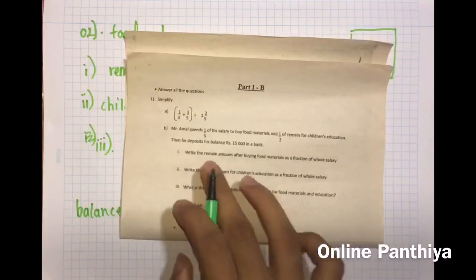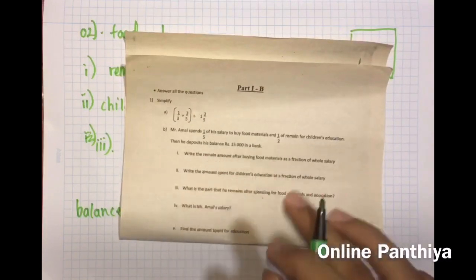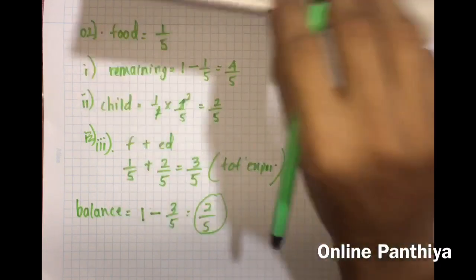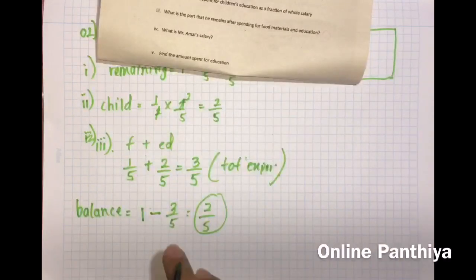They say then he deposits his balance of 15,000 in a bank. So the balance he has is 15,000. That 15,000 is equal to 2 over 5. So you can also say 2 over 5 is equal to 15,000. Okay, I hope this part is clear.